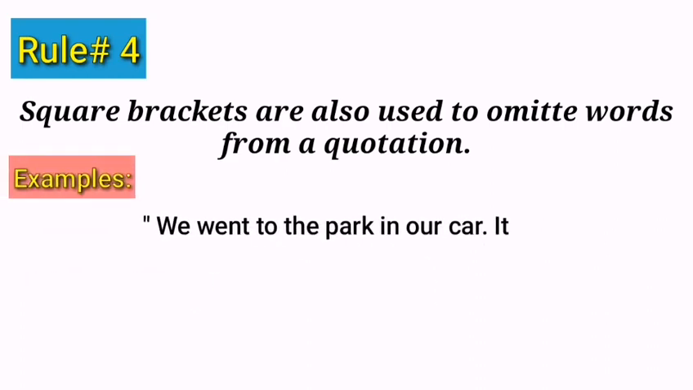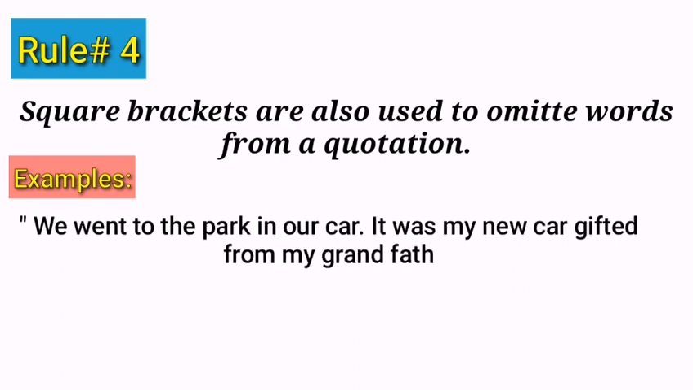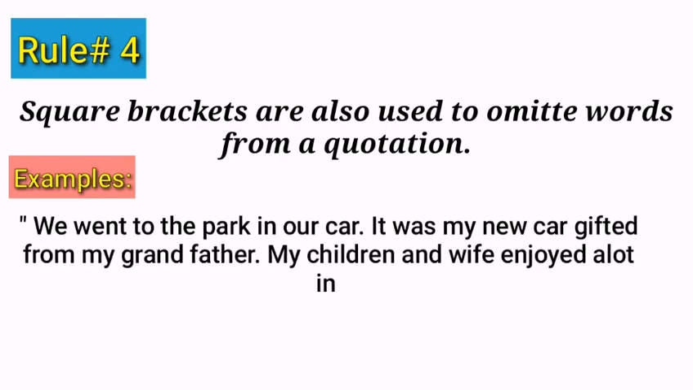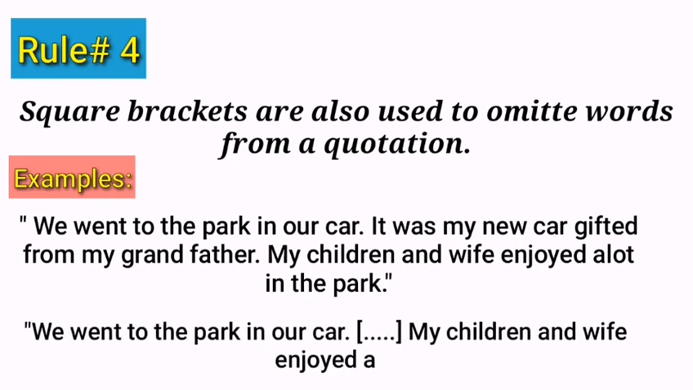"We went to the park in our car. It was my new car gifted from my grandfather. My children and wife enjoyed a lot in the park." Look at this example. "We went to the park in our car. [...] My children and wife enjoyed a lot in the park." You can see, some of the words are omitted from this quotation and it is shown through brackets.